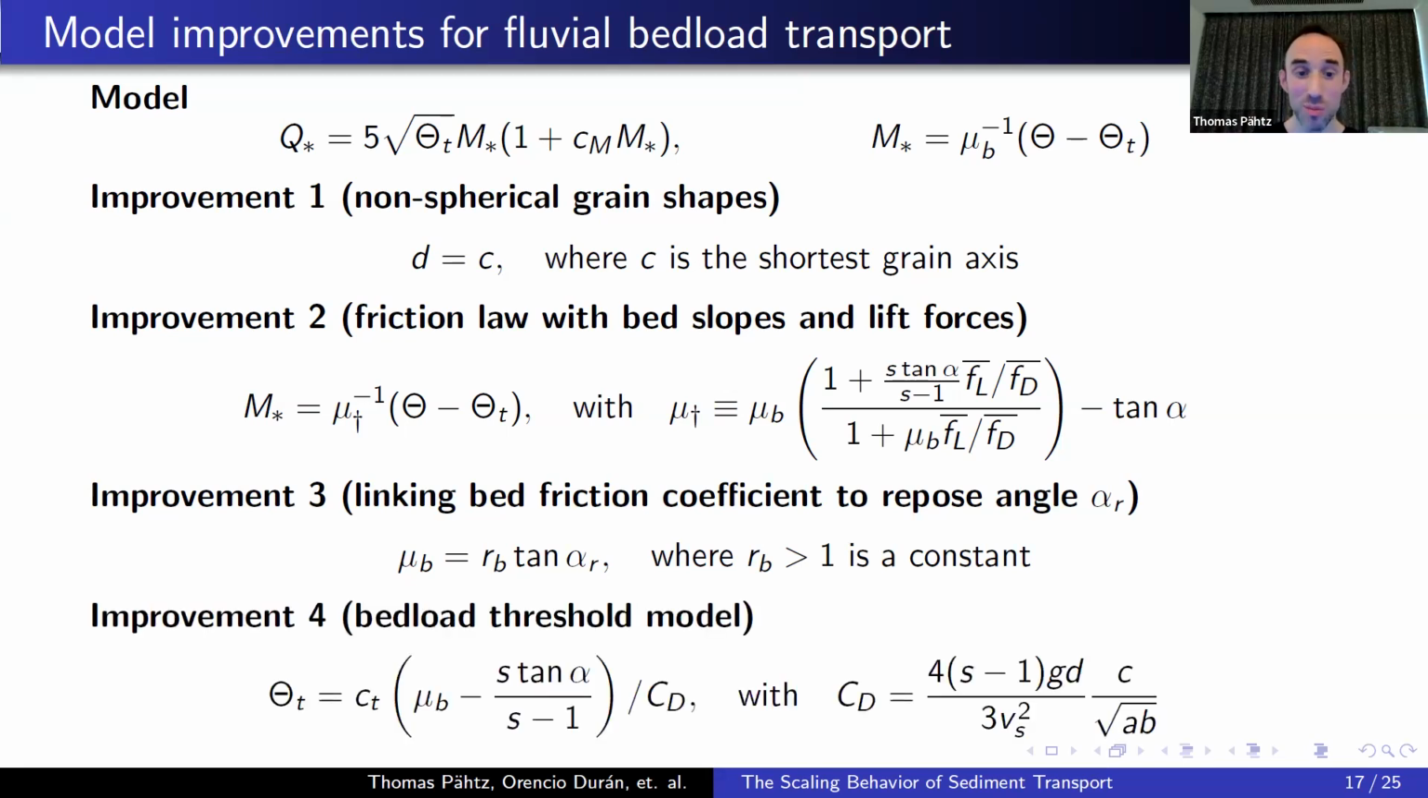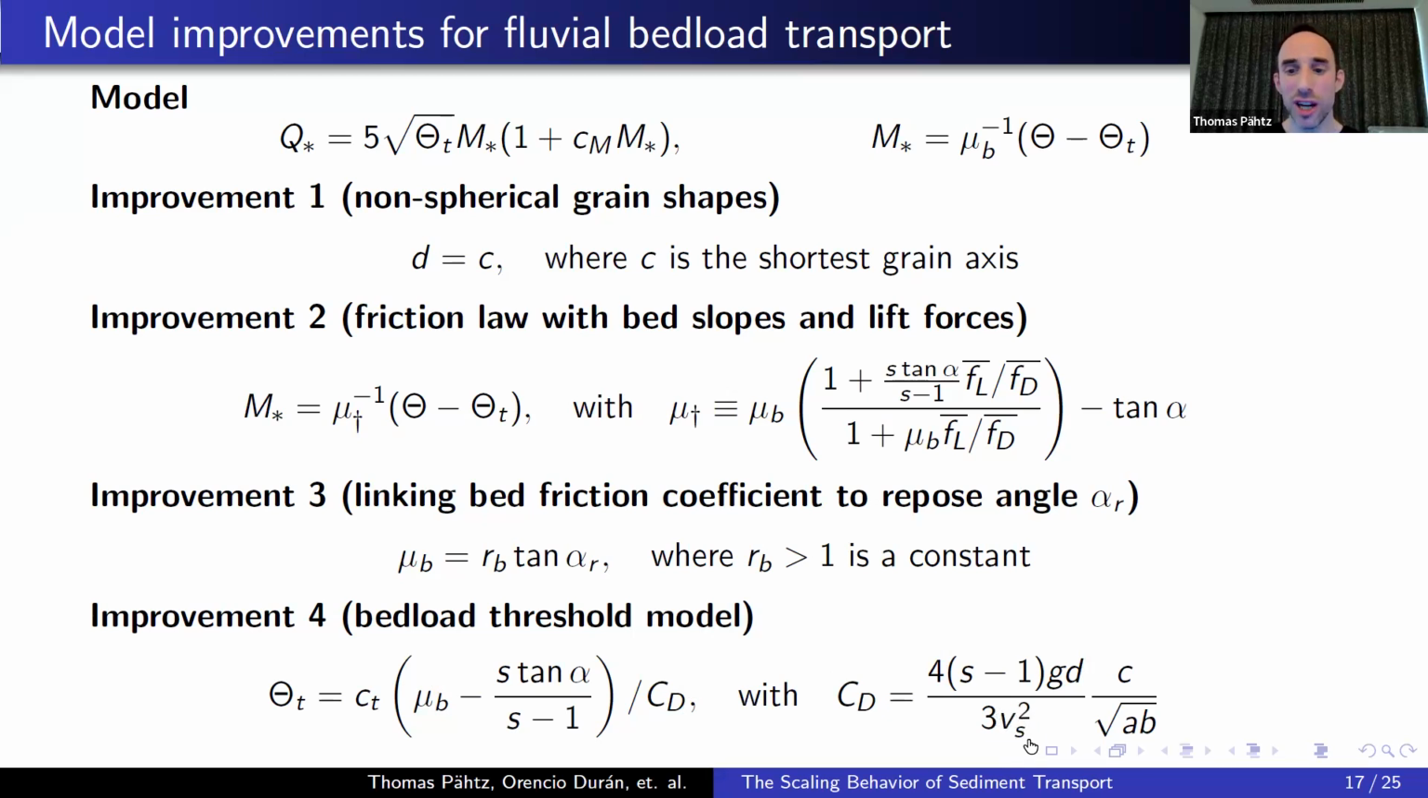And the fourth improvement is predicting the threshold. Before, in the plots I showed you, the threshold was fitted, just adjusted to a given data set. Now the threshold is actually predicted. And here, this is a standard model. What's important about this equation is it also depends on this bed friction coefficient and on the angle. And it depends on the settling velocity of grains.